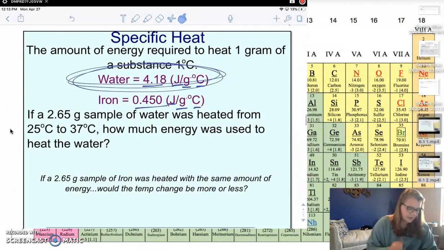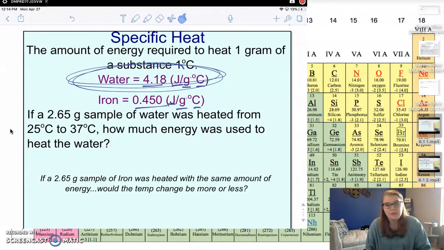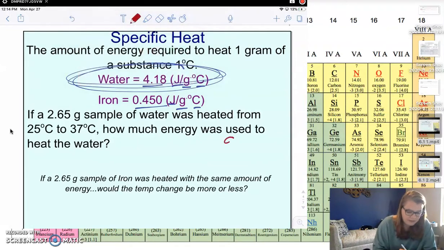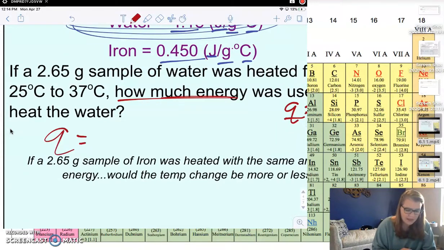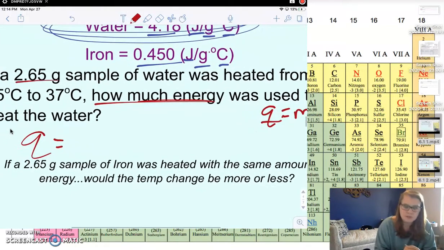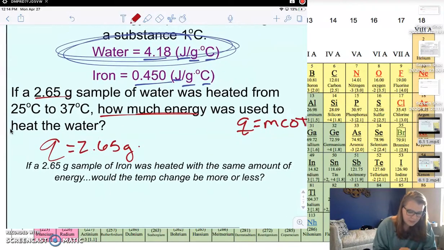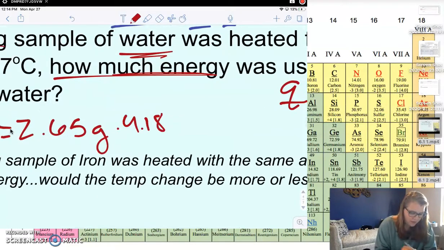Back to our example. Let's try one. If a 2.65 gram sample of water was heated from 25 degrees Celsius to 37 degrees Celsius, how much energy was used to heat the water? So our equation is Q is equal to MC delta T. It's asking about how much energy, so we're solving for Q. So Q is equal to M, the mass. We're told this is a 2.65 gram sample of water. C is the specific heat. Since we're talking about water, we're going to use our 4.18 joules per gram times degree Celsius value.